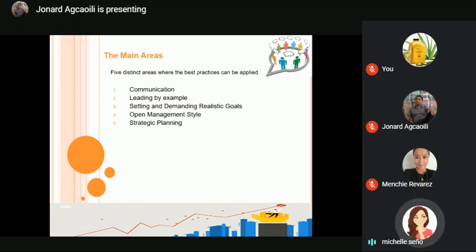There are 5 distinct areas where the best practices can be applied. Una po is communication. Management is all about communicating to the staff and the clients. So, effective communication is a must when it comes to successful management. Napaka-importante po talaga ng communication para at least po malaman kung ano man po yung problem. At least, magkakaroon po tayo ng feedback para mapag-usapan kung ano man po yung dapat i-apply na strategy doon sa problems po na na-encounter.